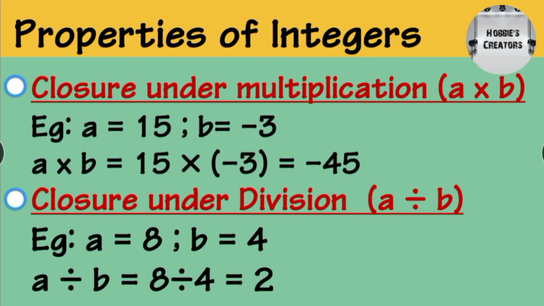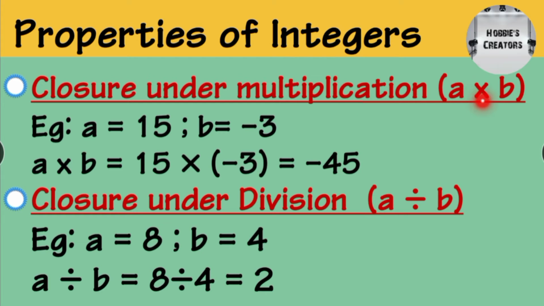Now we can move on to properties of integers. So see here, in the part 2 introduction video, we saw properties of addition and subtraction. In this video, we are concentrating on properties of multiplication and division. So see, first property, closure under multiplication is nothing but a multiplied by b. So closure under addition means a plus b. Closure under subtraction means a minus b. Closure under multiplication means a into b.